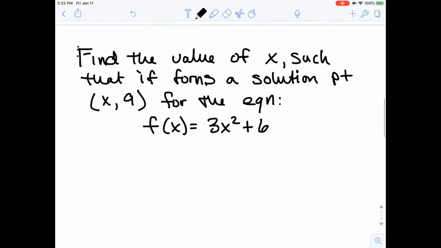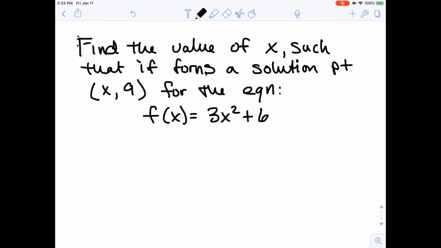Now, the third variant of this topic, finding solutions to an equation, is if they give you the y but not the x. Do the exact same thing. So you have (x, 9), and I'm going to plug in my values. So 9 equals 3 times x squared plus 6.